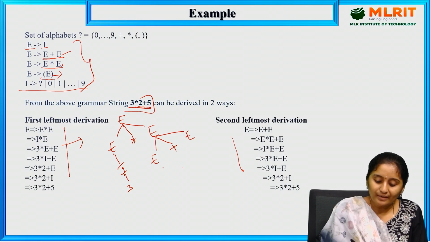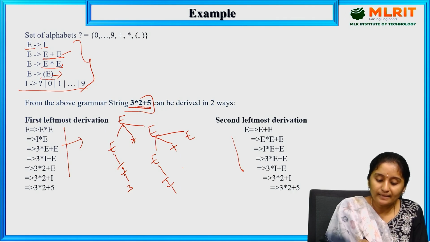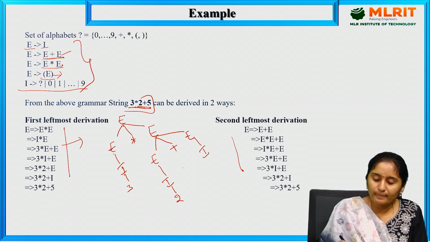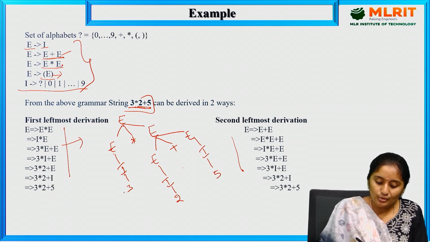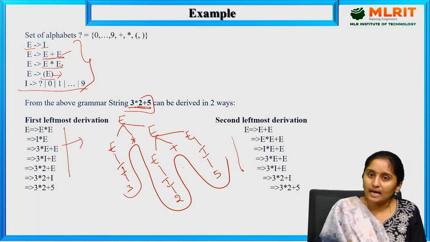So the next E I can replace with I. So I is nothing but the character 2, and plus as it is. E should be replaced with I, so I can take the value as 5. So 3 star 2 plus 5. This is the first string I have generated, the first parse tree I have generated.